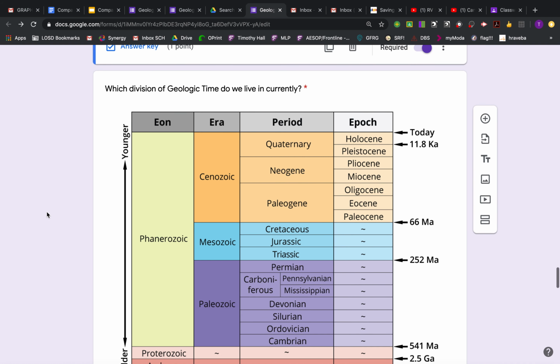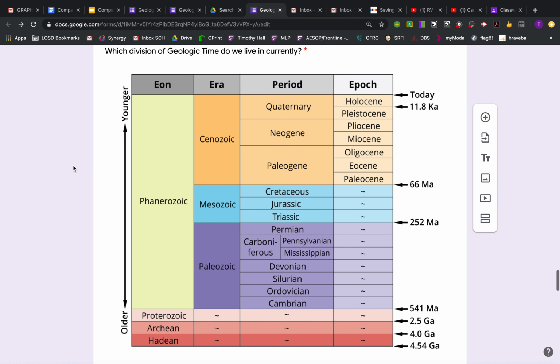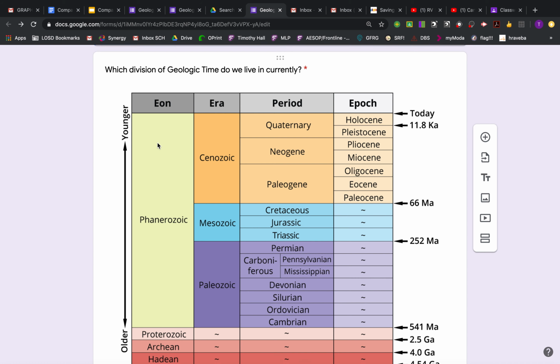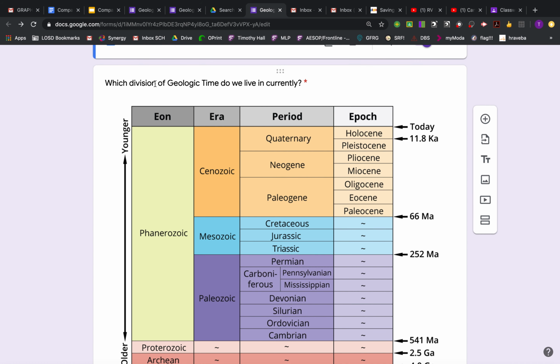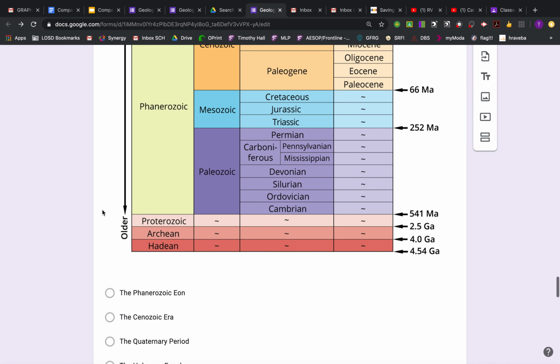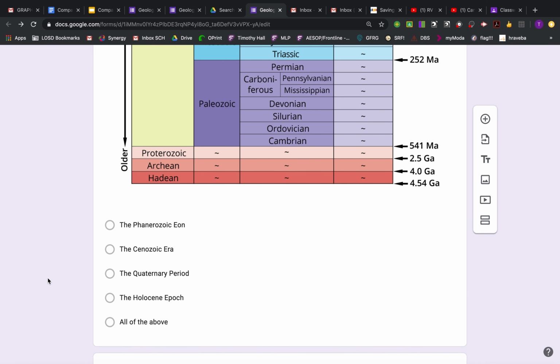Which division of geologic time do we live in currently? Hey, any of these things. The Holocene, the Quaternary, the Cenozoic, the Phanerozoic. Because this word division isn't specific. It's just saying, hey, we're in geologic time somewhere. So depending on if somebody asks you what eon, era, period, or epoch you were in, you would say a different thing. So all of the above was the correct answer there.